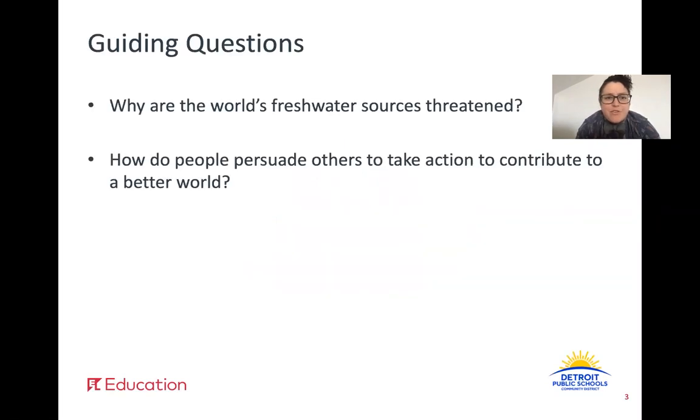Remember our guiding questions? These two questions will help guide your thinking and learning throughout this unit of study. We have, why are the world's freshwater sources threatened? And how do people persuade others to take action to contribute to a better world? Take a moment and think about our article for this week and how it relates to that first question.